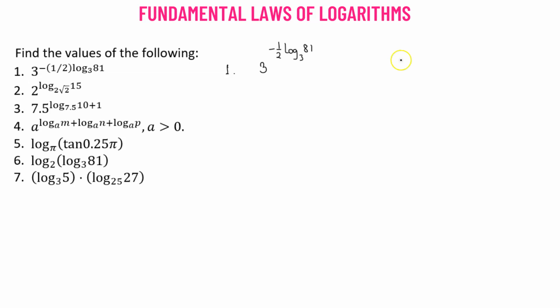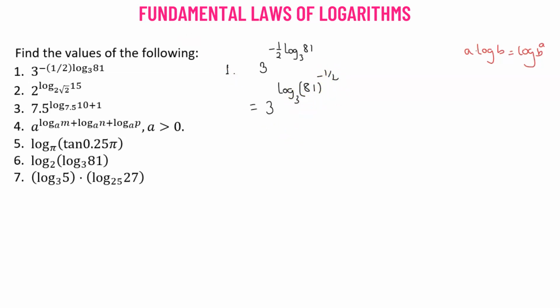We can rewrite it using a property. Let's say if we have a times log of b, that is equivalent to log of b raised to the power of a. Using this property, we will have 3 raised to the power of log of 81 raised to the power of negative half with a base of 3.